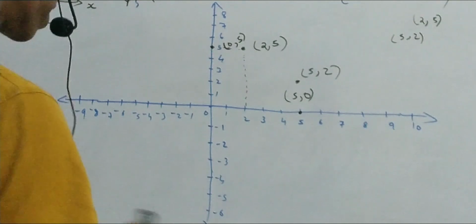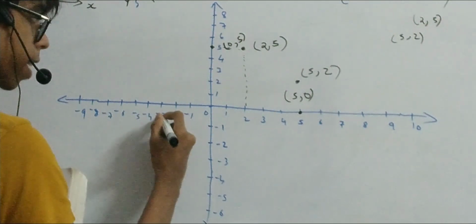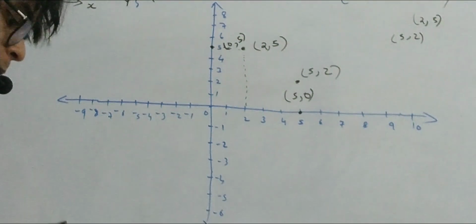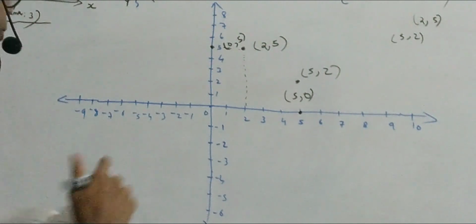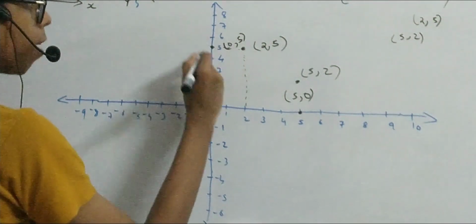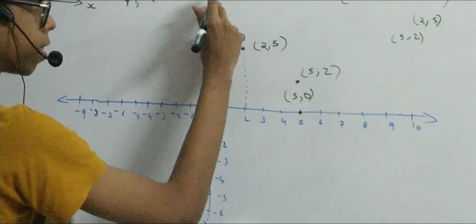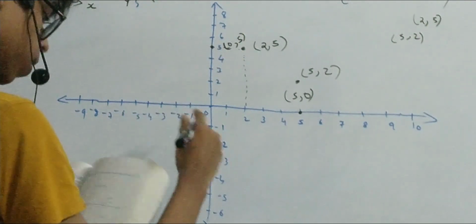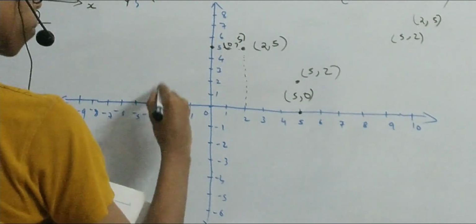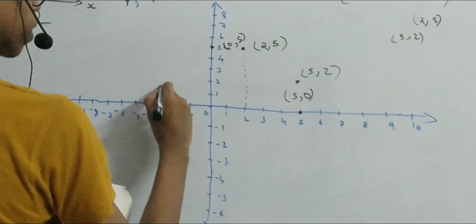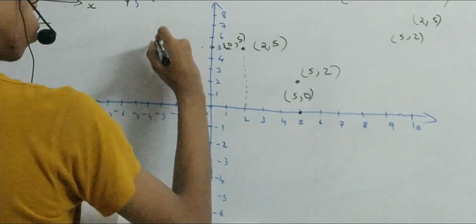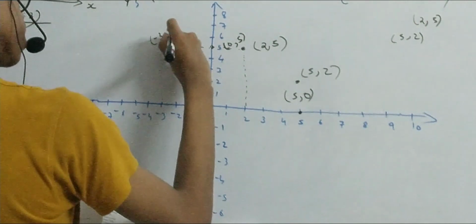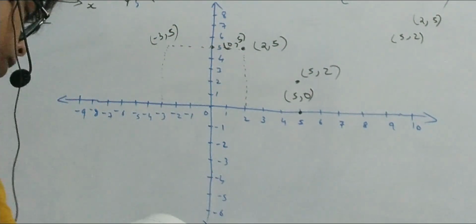The next point is (-3, 5). So -3 means from the x-axis it is at -3, and from the y-axis it is at 5. So (-3, 5) means -3, and on the positive y-axis we have 5. So (-3, 5) means over here, -3, like this. You can just draw and see (-3, 5) means over here. So this point is (-3, 5).